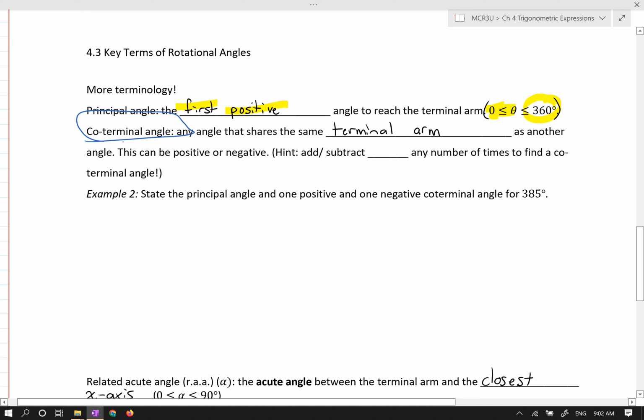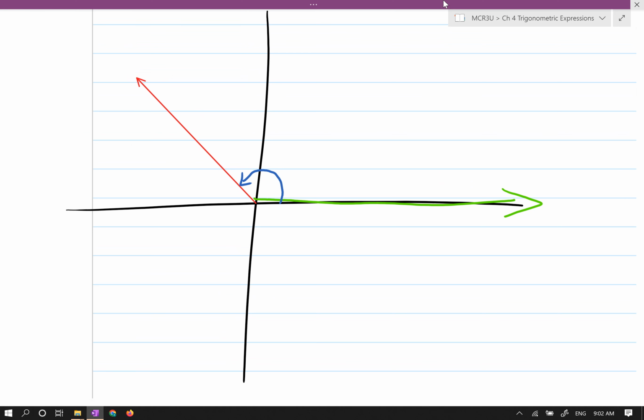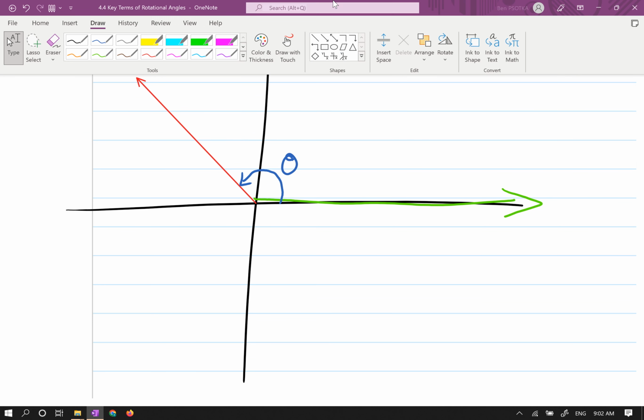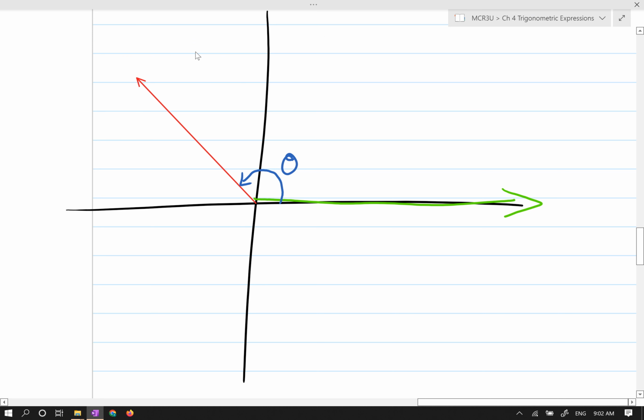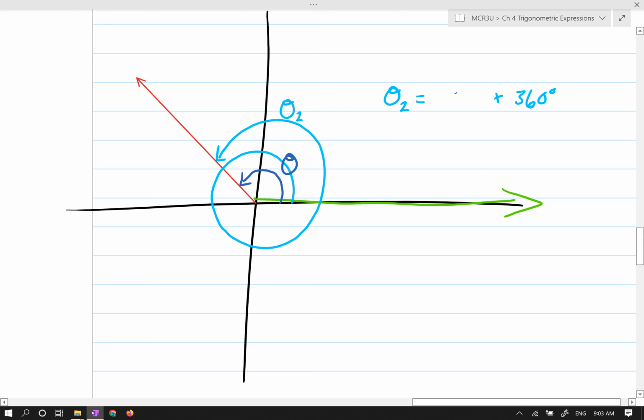Now, a coterminal angle. That's going to be an angle that shares this terminal arm with another angle. So this can have a positive or negative value. So if I'm working over here, that was my principal angle, which should be labeled with theta there. If I'm looking at a positive coterminal angle, I could go all the way around once and then hit the terminal arm. We could call this theta 2, and theta 2 could be calculated by taking theta and adding 360 degrees to it, because we've just gone around the full circle one extra time. So theta 2 would be equal to theta plus 360 degrees.